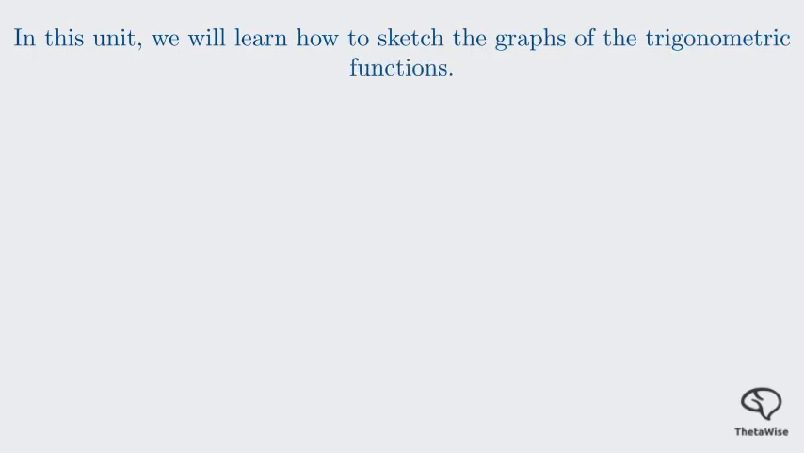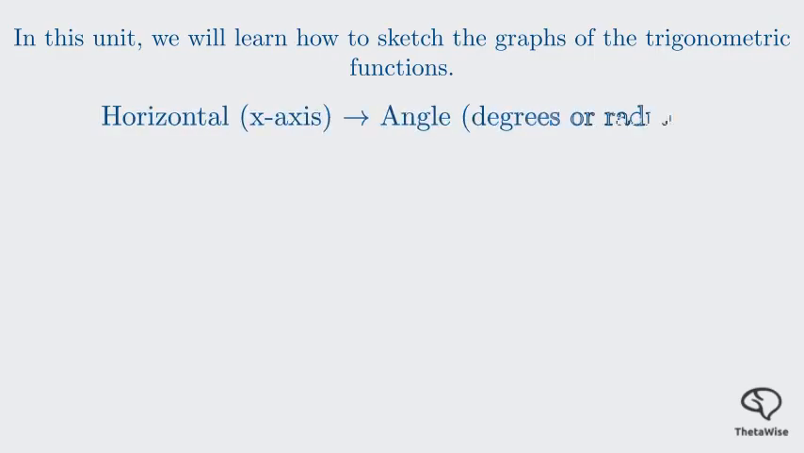Let's first understand the axes we'll be using. The horizontal axis, or x-axis, will always represent the angle in either degrees or radians. The vertical axis, or y-axis, will represent the ratio, which is the output or value of the trigonometric function for that given angle. Now let's look at the standard form for trigonometric graphs. Understanding this form is key to sketching and analyzing these functions.